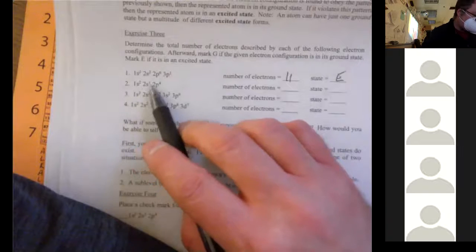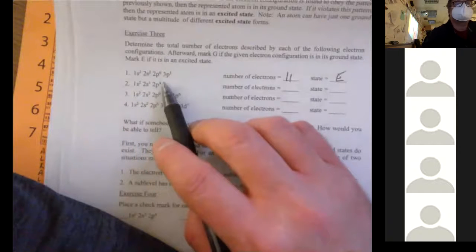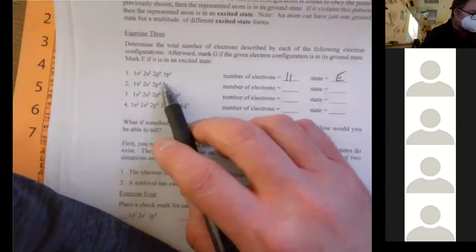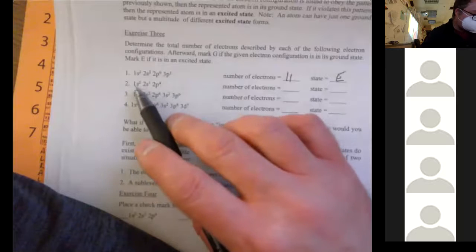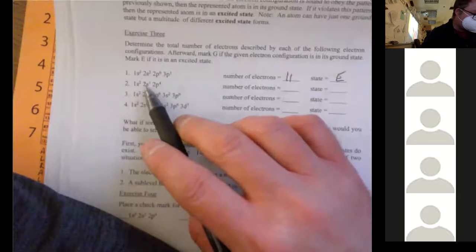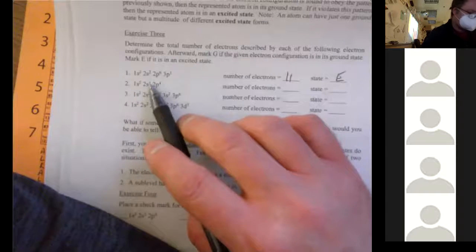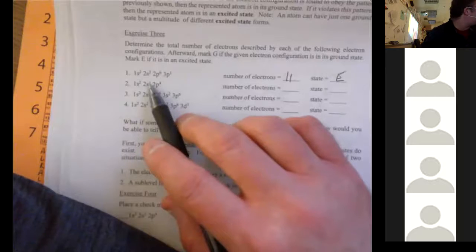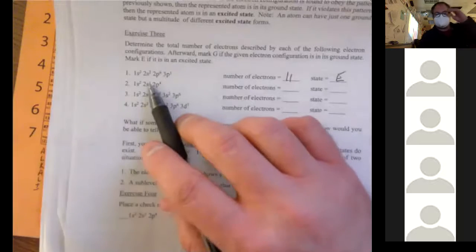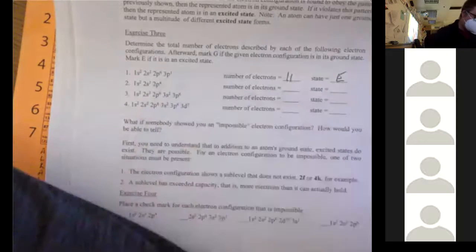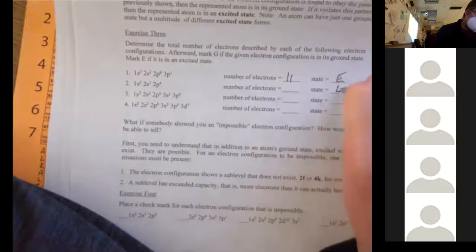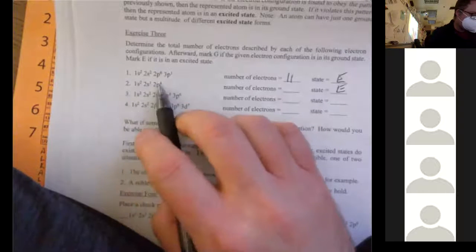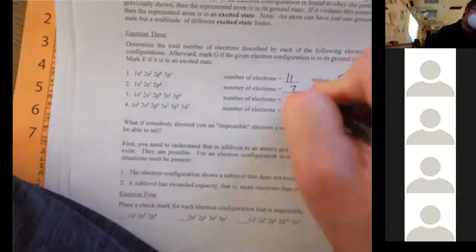1s2, 2s1, 2p4. So normally we would expect at ground state 1s2 to be followed by 2s2. But whatever electron was in that 2s2 part has gained energy and has jumped up to the 2p. So again, this is excited. 2 plus 6 plus 1 is 7.